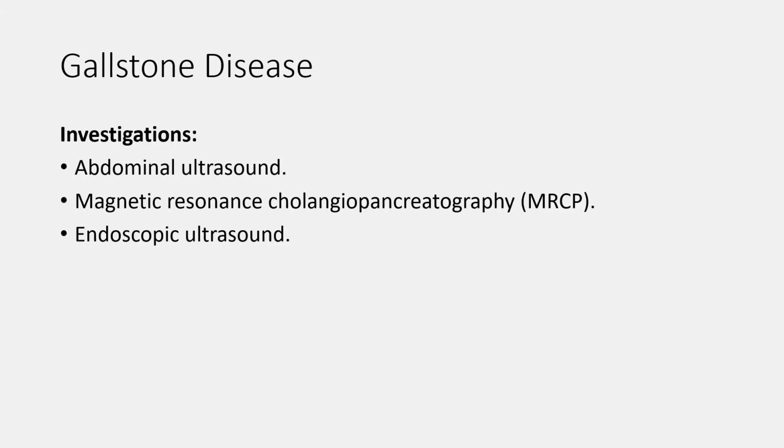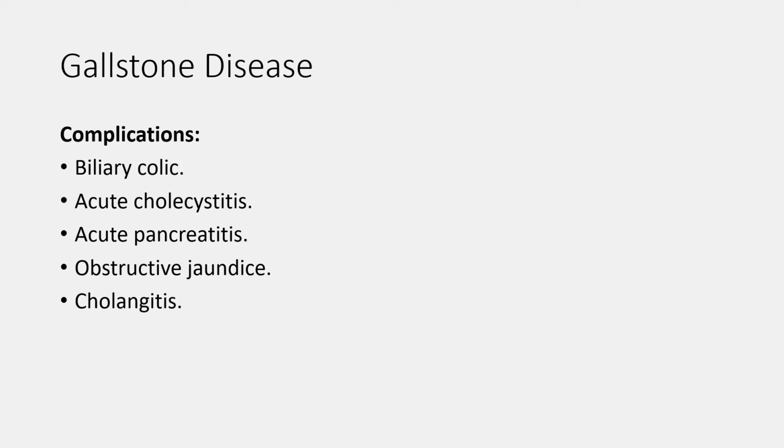The main investigations that are used for the diagnosis of gallstone disease are abdominal ultrasound, magnetic resonance cholangiopancreatography (MRCP), and endoscopic ultrasound. Gallstones can cause some known complications. These complications are biliary colic, acute cholecystitis, acute pancreatitis, obstructive jaundice, and cholangitis. And you should know some details about each of these complications. The topic of obstructive jaundice is already covered under the gastroenterology and hepatology branch. Now we will mention some details about the other complications.